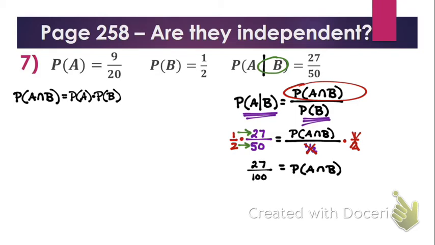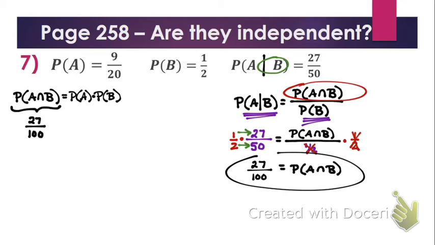Now I have that important piece of information that I can substitute in over here in my test. 27 over 100. What's the probability of A all by itself? 9 over 20. We're going to multiply that to the probability of B, which we said was what? 1 over 2. And I'm going to multiply these fractions straight across. So I end up with what? 9 over 40.